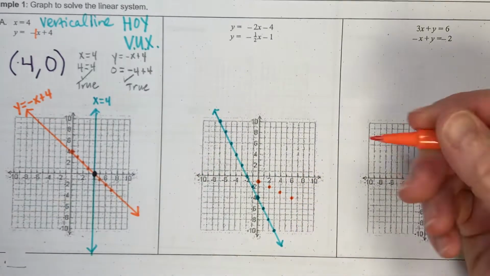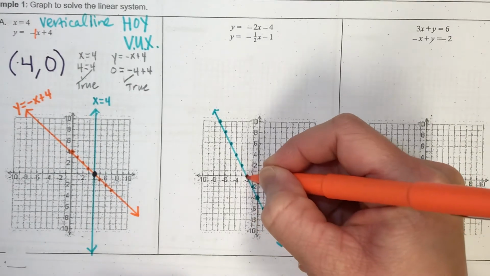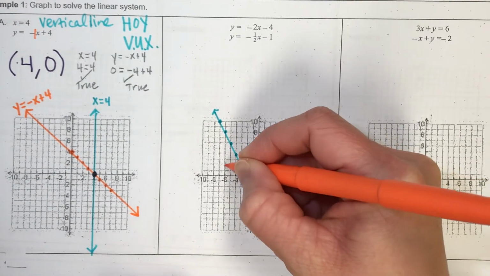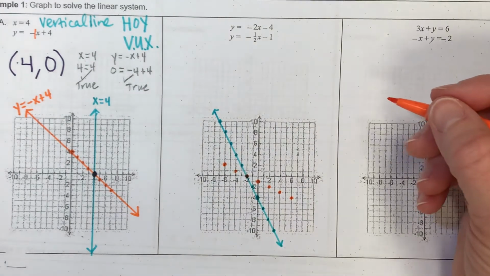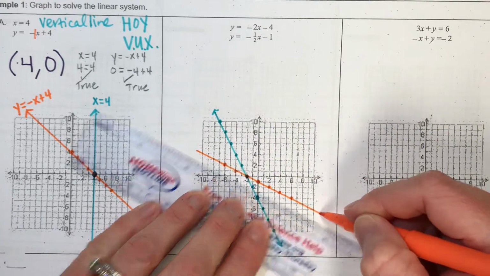It looks like my line is getting further away, so I actually have to work backwards, which would be up 1, left 2. Oh, there we go. Up 1, left 2, up 1, left 2. And get enough points until you feel like you can really nicely connect those points with a straight line.